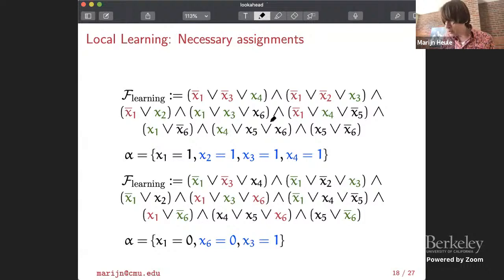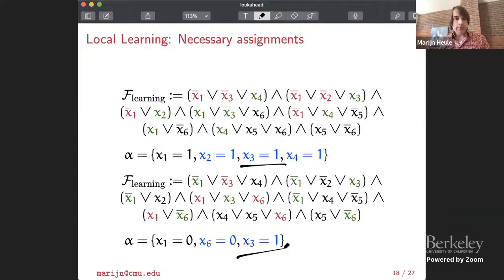Notice that in both cases, x3 is forced to true. So either we assign x1 to true, or if we assign x1 to false, we both have x3 is true. So therefore x3 has to be true in all satisfying assignments.